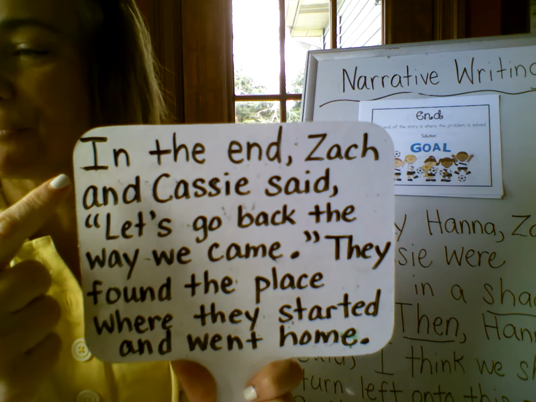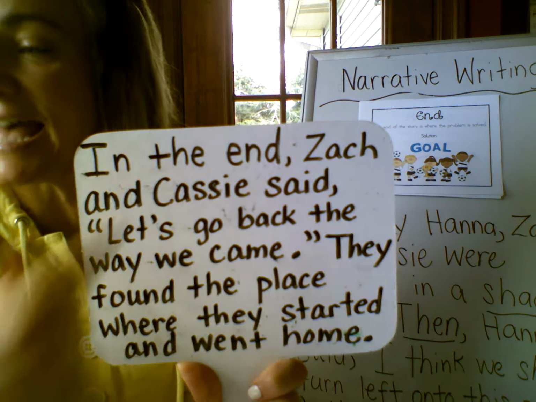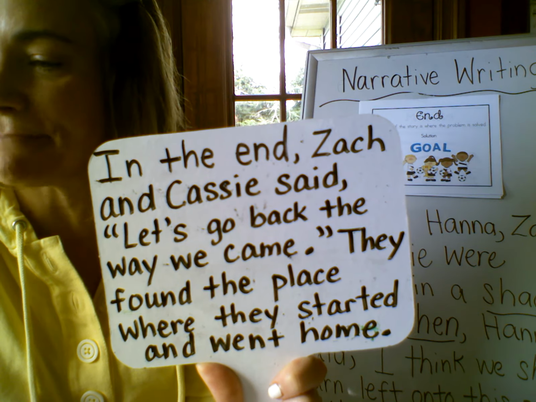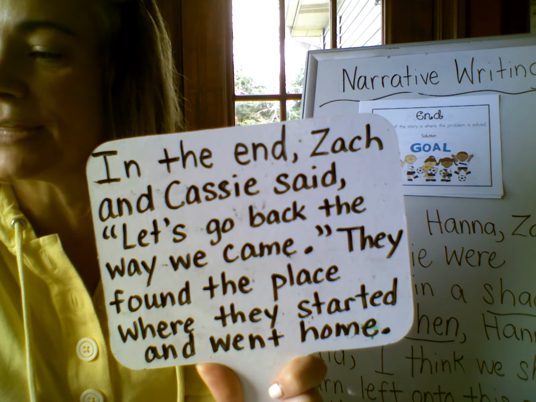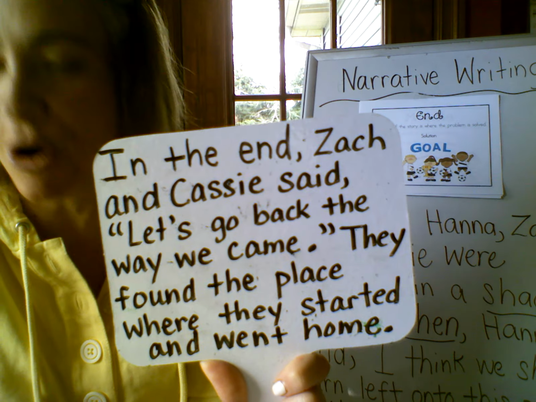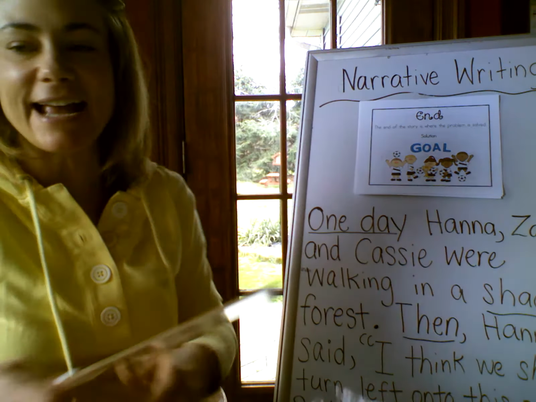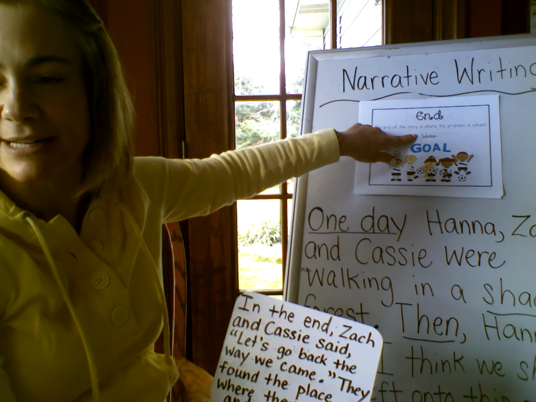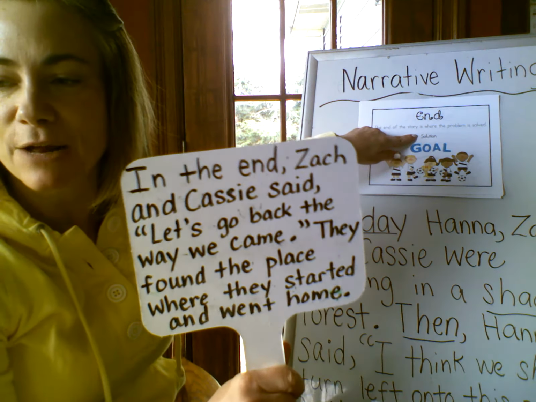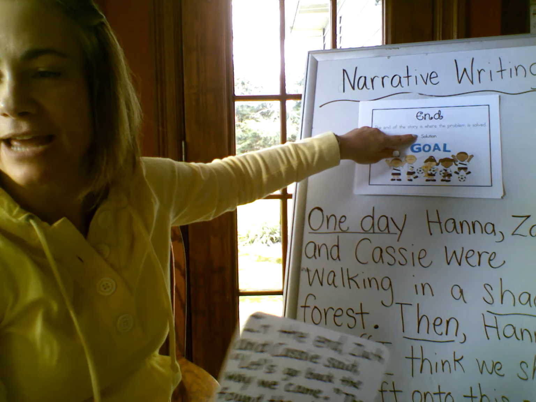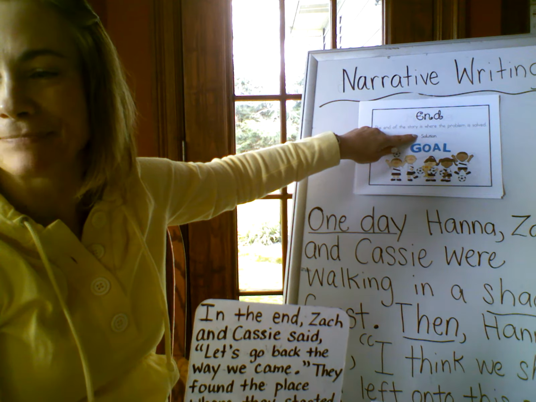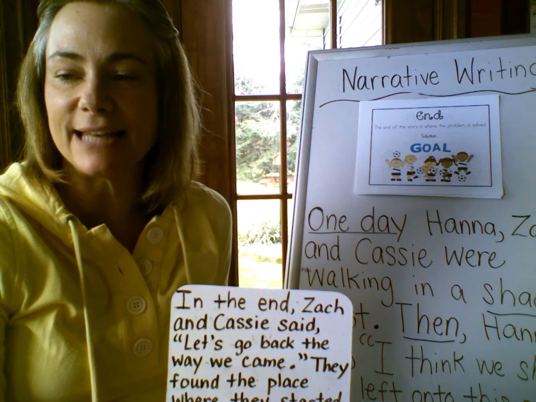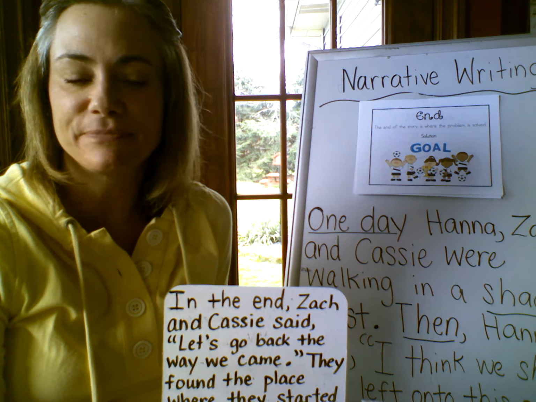So the transition word at the end is, I used in the end. Zach and Cassie said, let's go back the way we came. They found the place where they started and went home. So just like in the end here, I had the solution written down, and the solution was they went back the way they came and then they went home.